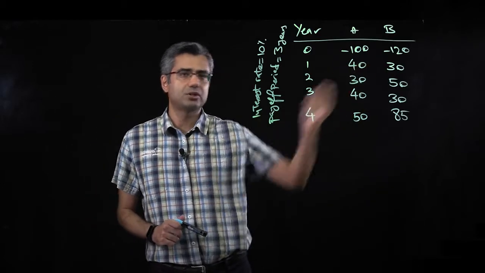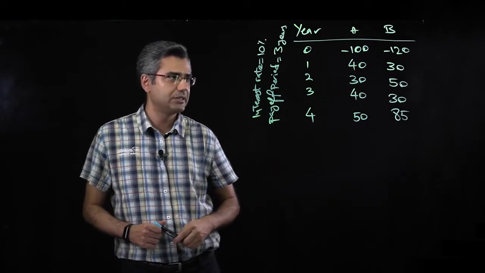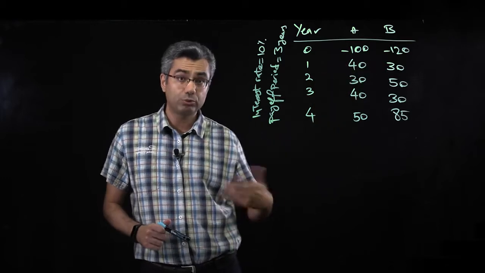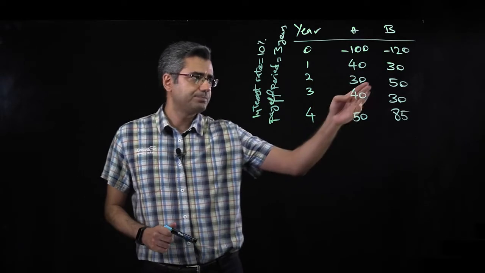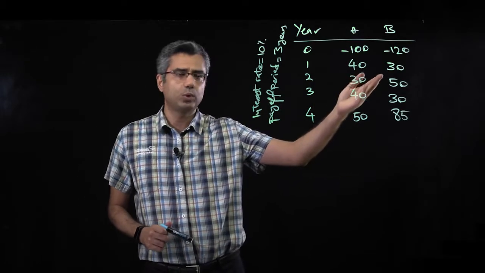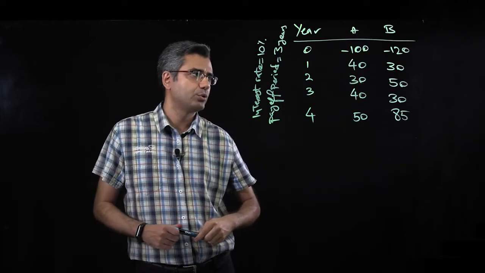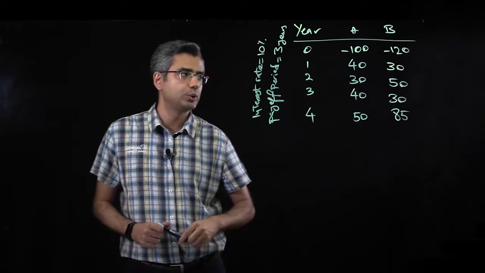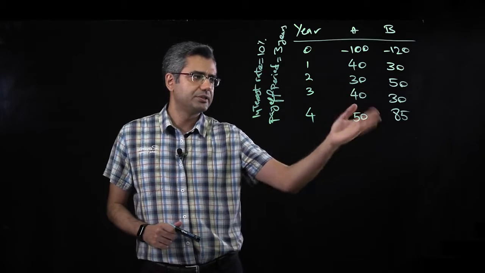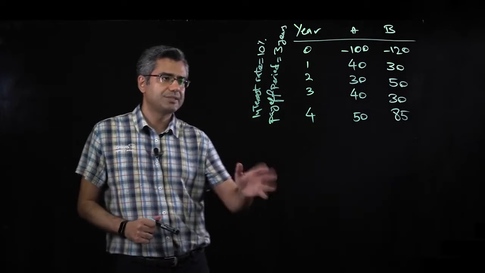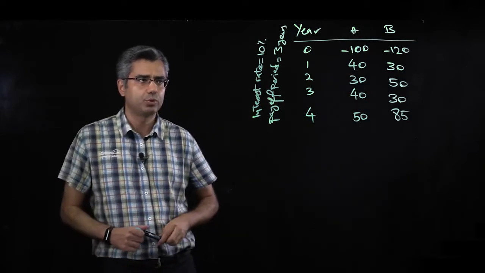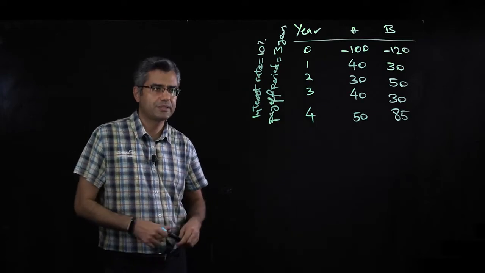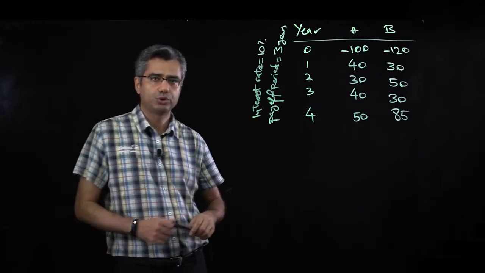And for B, you start with a $120 initial investment. It's a cash outflow because you invest. Then at the end of year 1, you will have a cash flow of $30. At the end of year 2, you will have $50, then $30, then $85. We assume that the interest rate or your required rate of return is 10% and the payback period is 3 years.